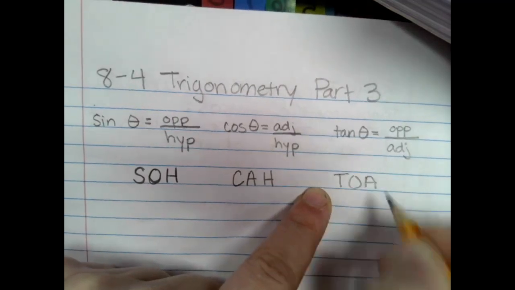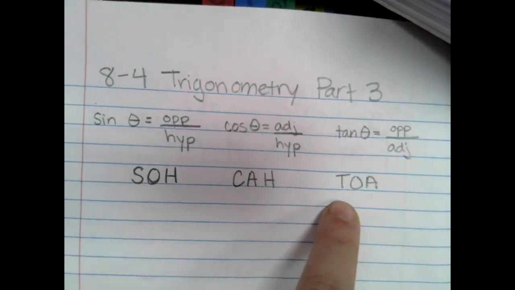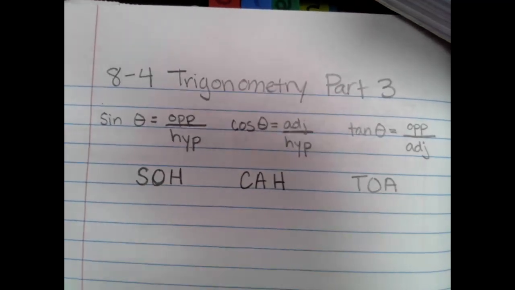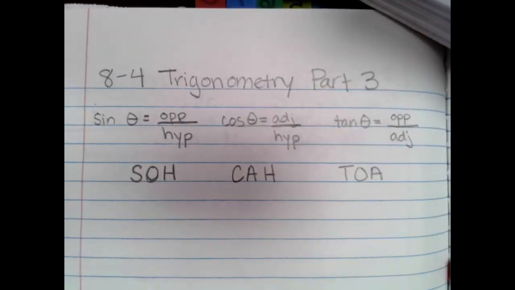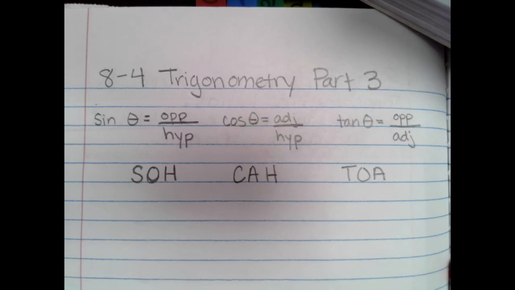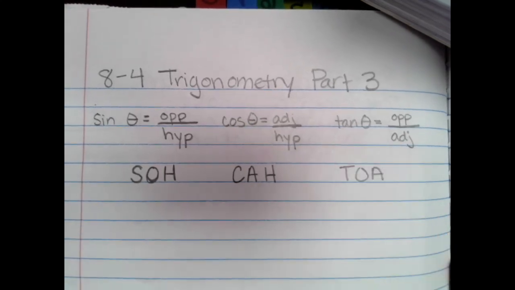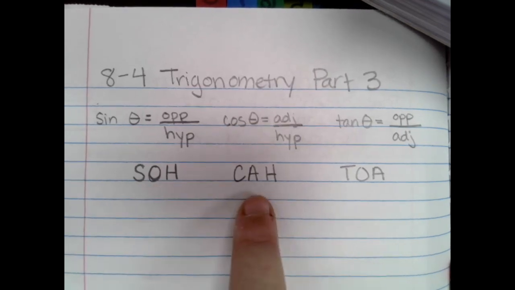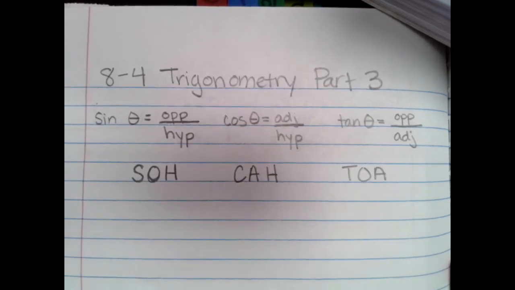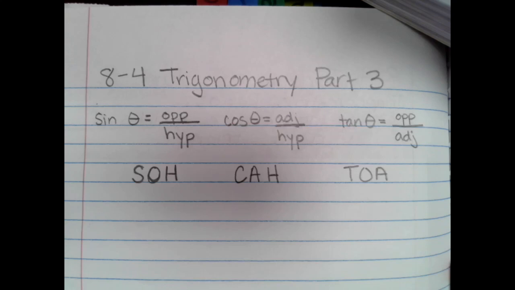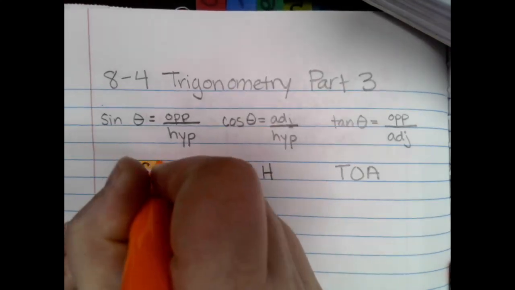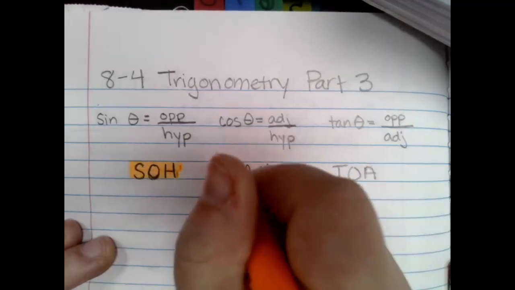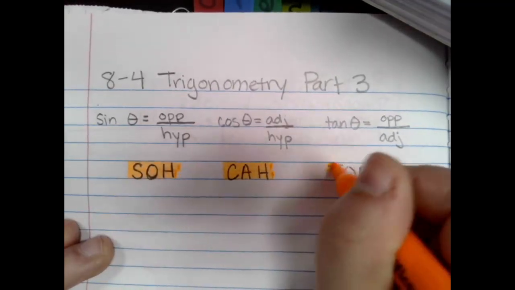And then we have TOA, T-O-A. T stands for tangent. O stands for opposite, and A stands for adjacent. So it kind of tells you if you're given two of these things, and we're going to come back to this the whole time. So if you want to highlight that, that's a really important part. It's going to be part of your practice today, just to remember SOH, CAH, and then TOA.